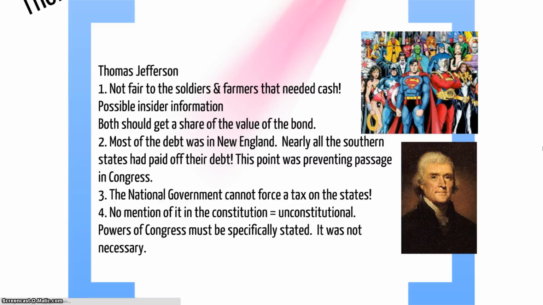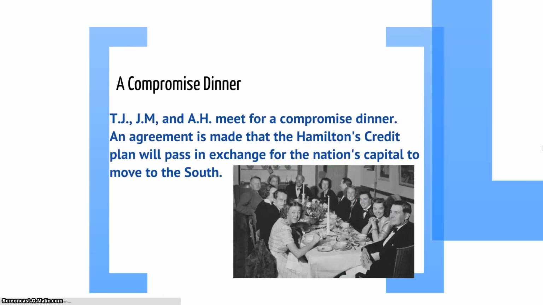Going on to the second one, Jefferson thought that the debt was in New England, which he was right, and all the southern states had paid off their debt. So you can already see a north-south issue. The north is pretty much supported by Alexander Hamilton. The south is supported by Thomas Jefferson. So this is not going to be passing in Congress until a deal is made because they're really upset about the debt.